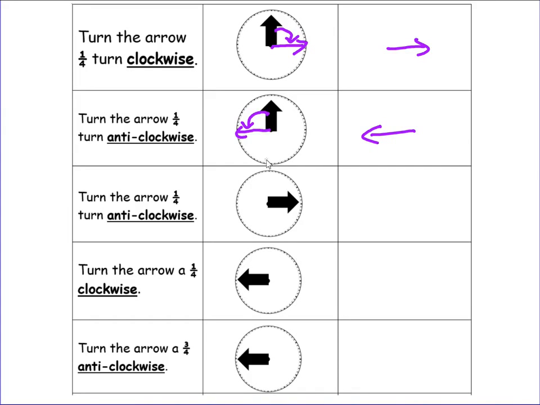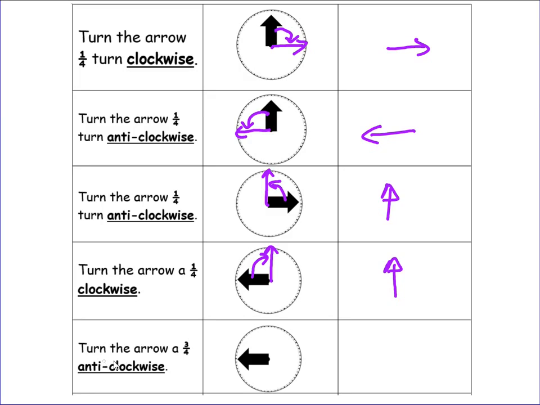Now, the starting point doesn't always have to be north. Sometimes you'll have other positions. So for the third one, if my starting point is east and I do a quarter turn anti-clockwise, so anti-clockwise is the opposite direction a clock would go, a quarter turn takes us to this position. The next one, if my starting position is west and I do a quarter turn clockwise, again, I end up facing north.